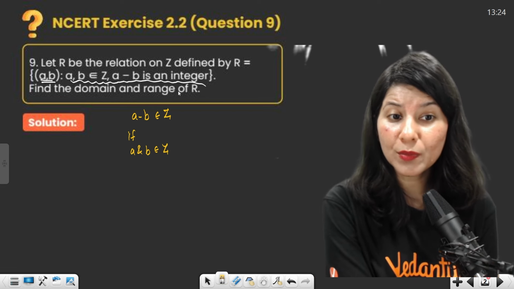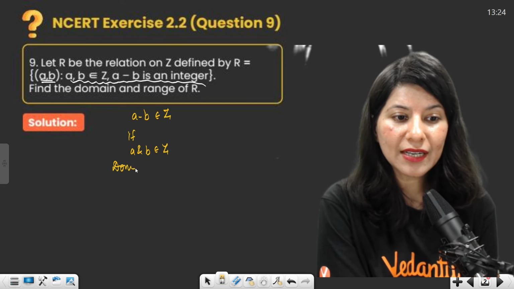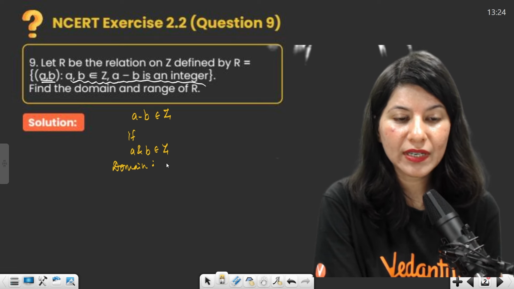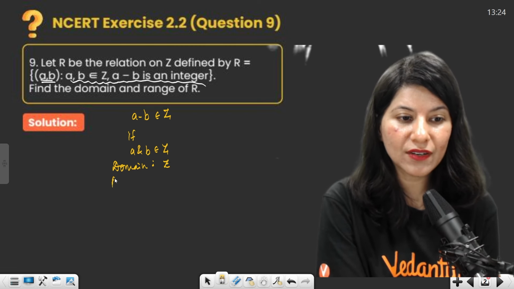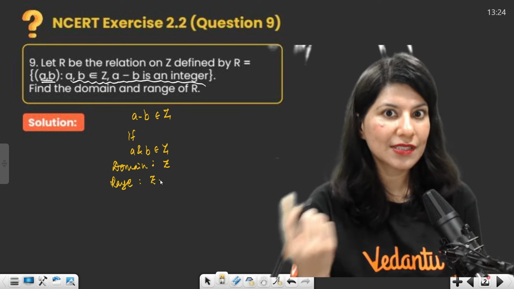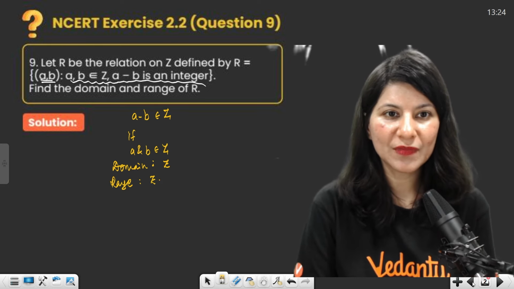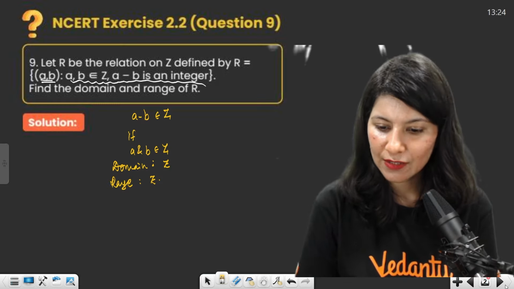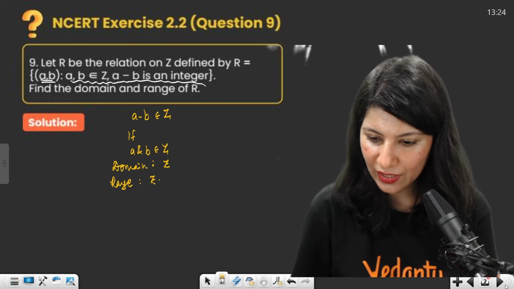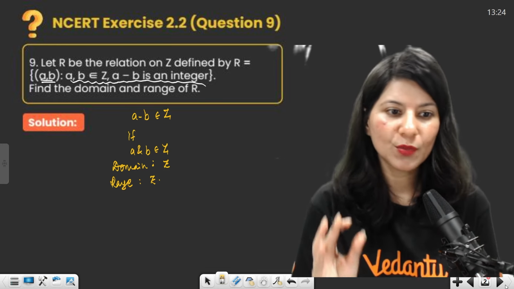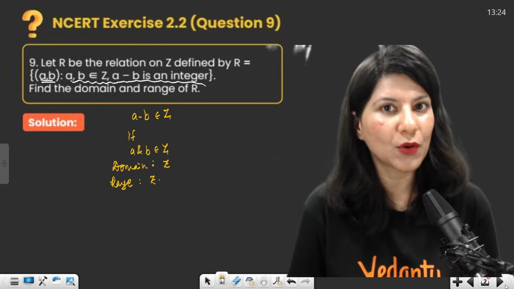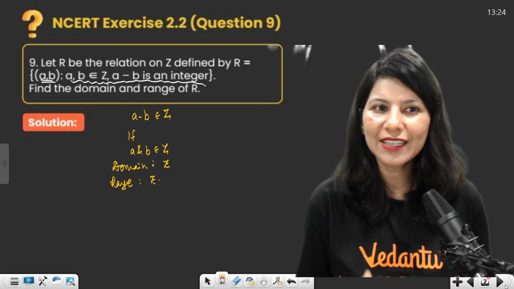So if I talk about domain and range, domain, that means a, the domain will be all integers, and range also will be all integers. That's it, right? This is the common sense type of a problem. So this is having 9 questions only. Let me just check. Yeah, only 9 questions. So domain is all integers, and Z is denoted by all integers. So I guess we are done with all the 9 questions.